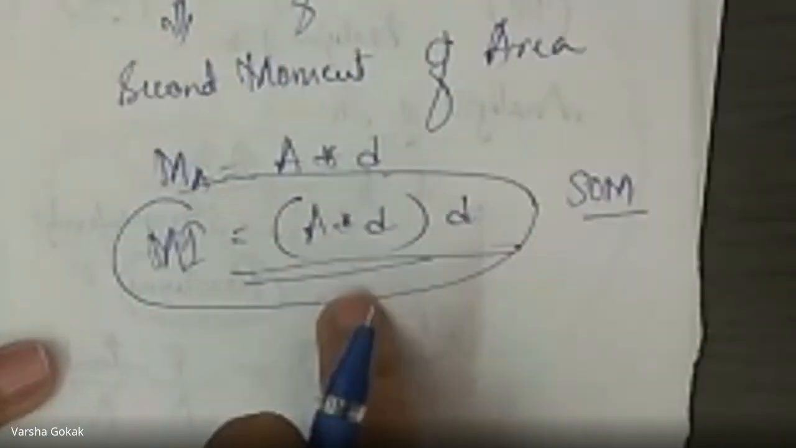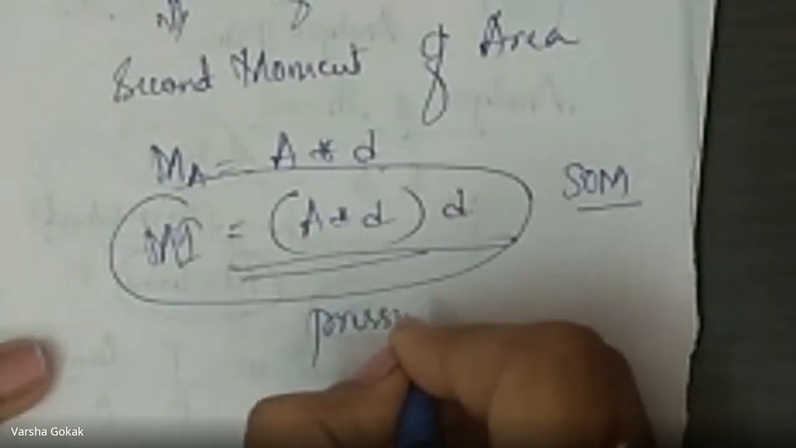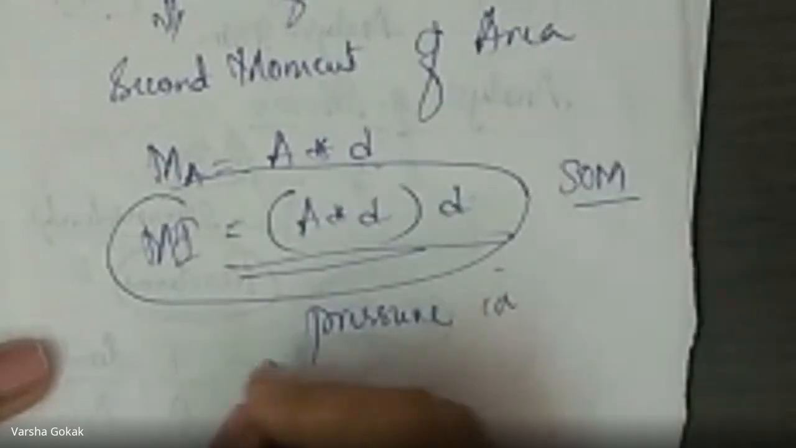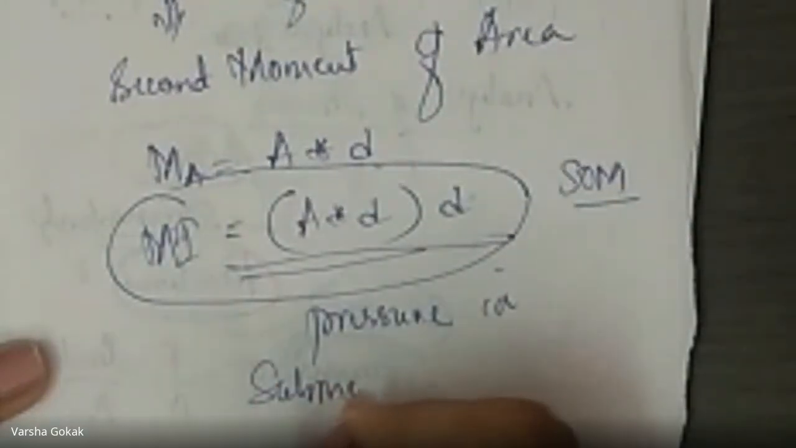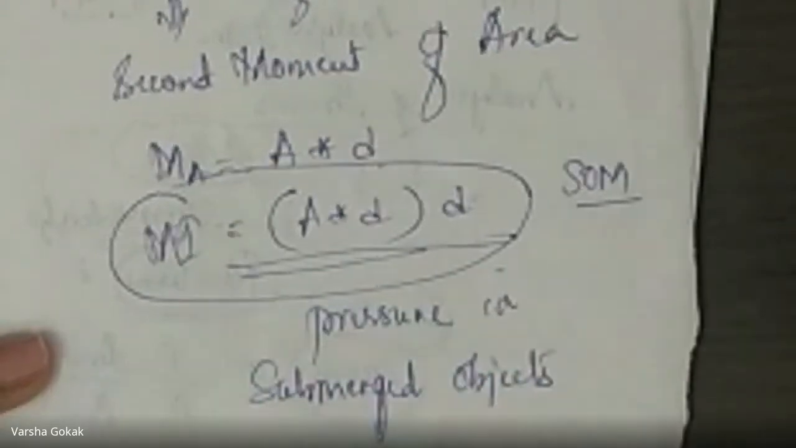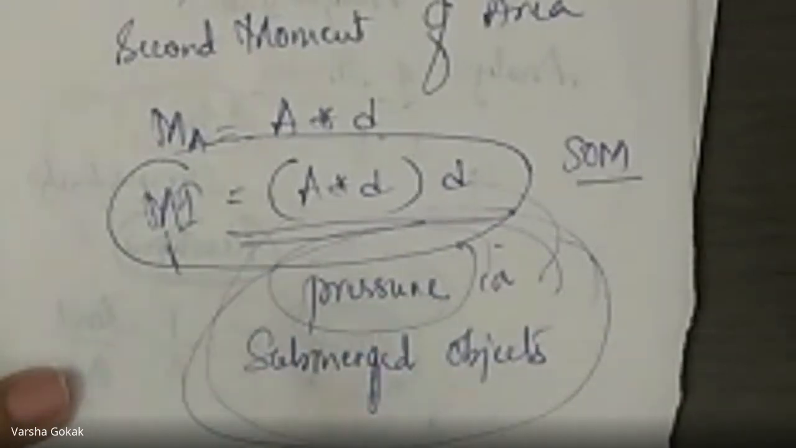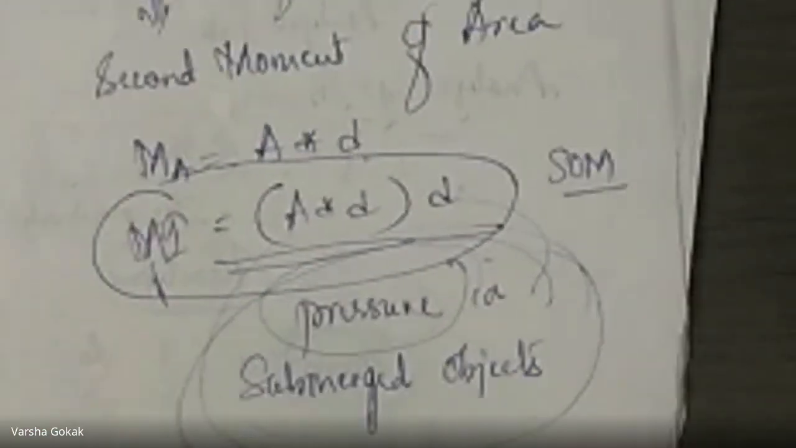This MI is also used for analysis of pressure, so analysis of pressure in submerged objects. When we are dealing with submerged objects and the pressure related to a submarine, say a submarine is inside the water, so there is pressure because of the water. When we are studying that pressure, we deal with MI, that is moment of inertia. This is the introductory part of the definition, or in basic, what is moment of inertia.